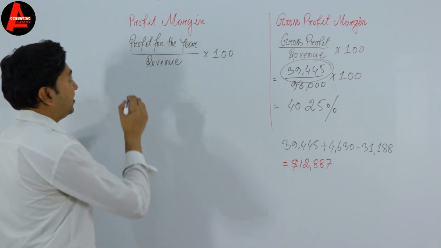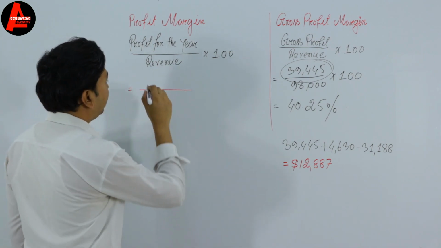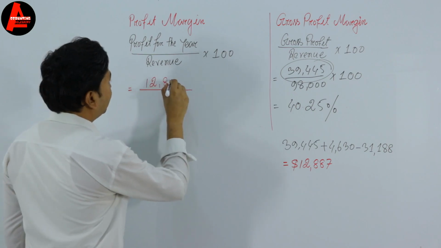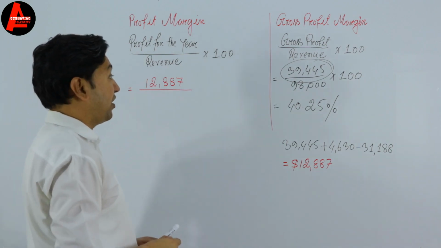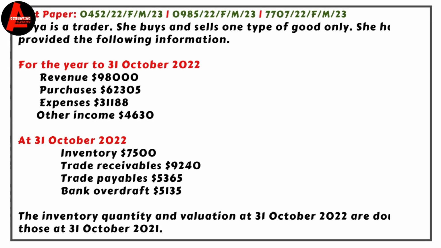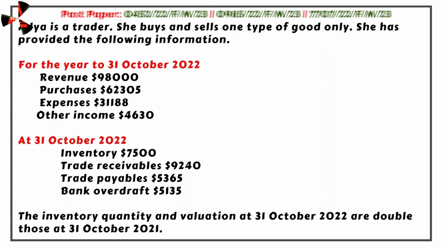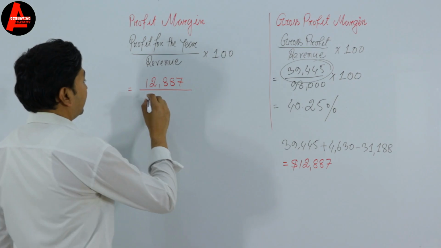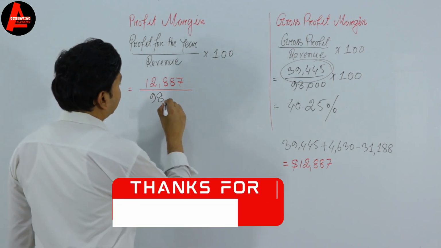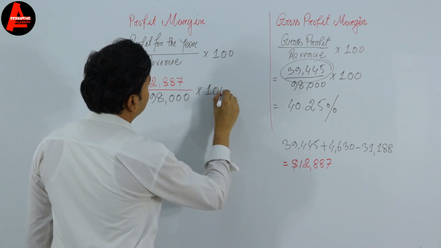So let us write this here on the formula. So our profit for the year is 12,887. Okay, what was the revenue? So on the question we have revenue for the year to 31st October 2022. Revenue we see here $98,000. Okay, so here we will write revenue $98,000 and we will multiply this by 100.